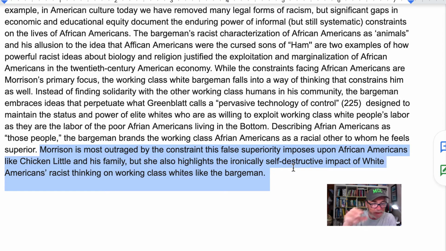And you can see that happening in this last sentence where we say, Morrison is most outraged by the constraint this false superiority imposes upon African Americans like Chicken Little and his family. But she also highlights the ironically self-destructive impact of white Americans' racist thinking on working class whites like the Bargeman. So here you can see the paragraph bouncing back out to beyond the specifics of the novel to the larger symbolic frame. Same kind of structure we follow in the literary device-based paragraphs.